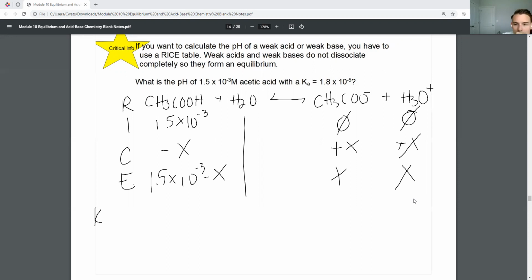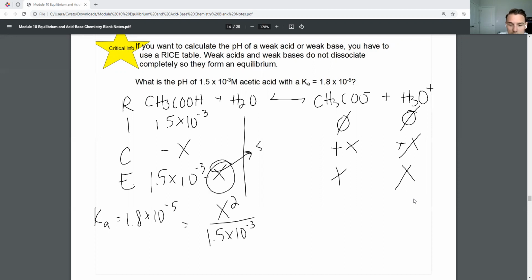So we'll do our Ka, because it is an acid, which is 1.8 times 10 to the negative fifth, will be equal to x squared over 1.5 times 10 to the negative third. We're still neglecting the x. For those of you who are like, whoa, why did you skip a step? It is good if you want to write out your Ka expression first. I'll write it up here for you in case you still need it.